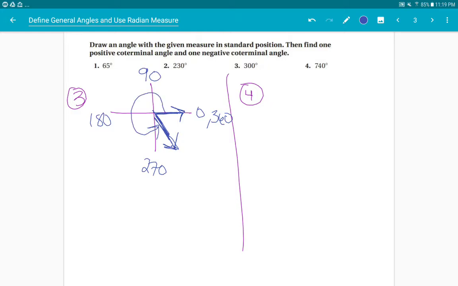Then they want us to find coterminals, so we're going to take 300 and add 360. That gives us 660 degrees as one coterminal, and we're going to do the same by finding a negative one, so subtract 360, and we get negative 60. Okay, there is a positive and a negative coterminal.